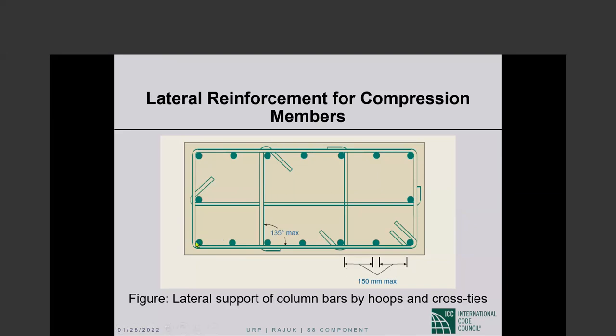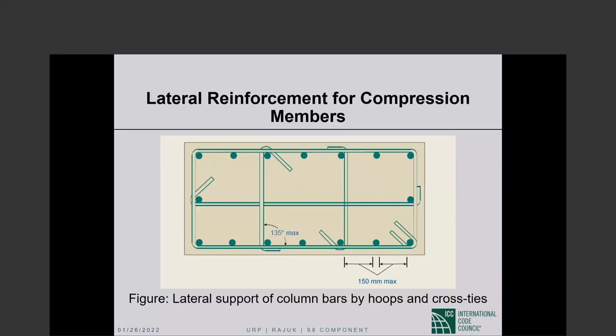Then the requirements are every other longitudinal bar shall be enclosed by the corner of a tie or a cross tie. So this bar, that bar, that bar, that bar, every other bar shall be supported by the corner of a tie or a cross tie. So this would require cross ties here and cross ties there. Okay, a cross tie is a bar with a 135-degree hook at one end and a 90-degree hook at the other end, or better in size.